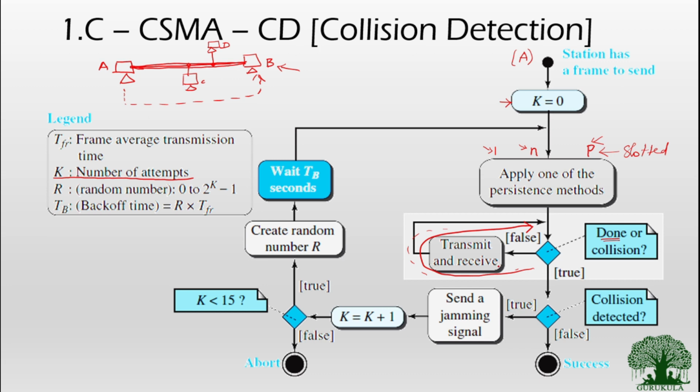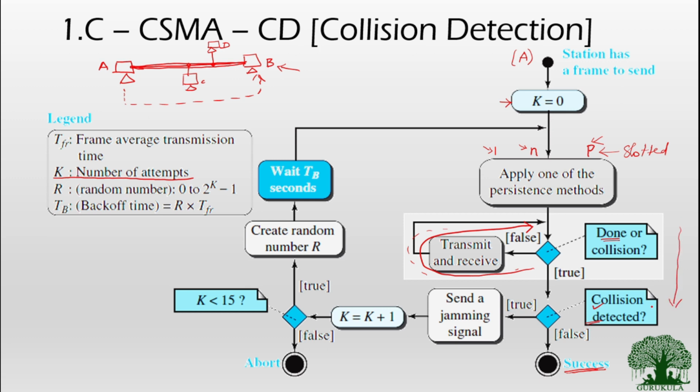Station A will have to check whether there is any collision that happened to the transmitted frame or not. Let us take the case where there is no collision first. If no collision is detected in the transmission frame, then we can say that the transmission is successful. All the frames that have been transmitted by A are completely received by the receiving station. So this part of the flow diagram is complete.